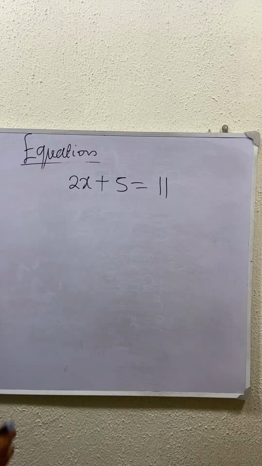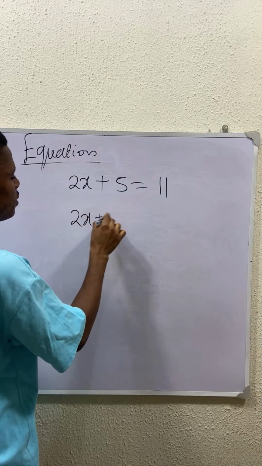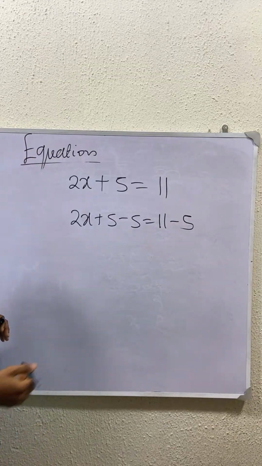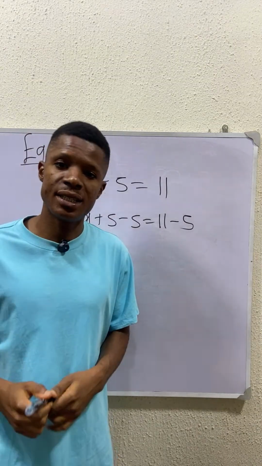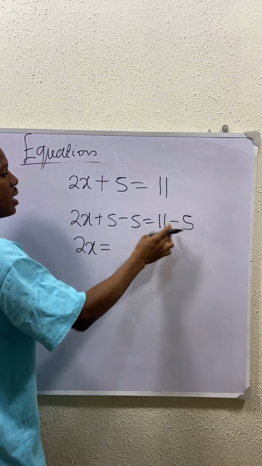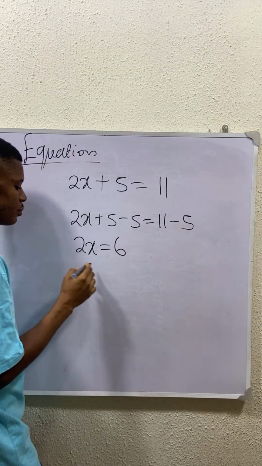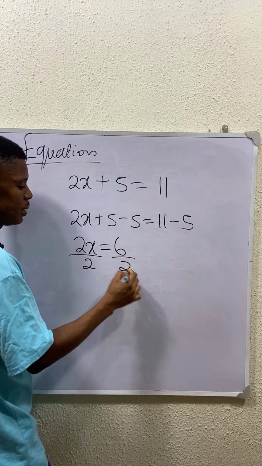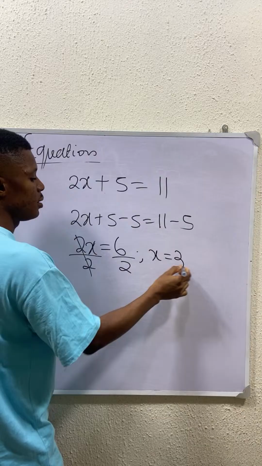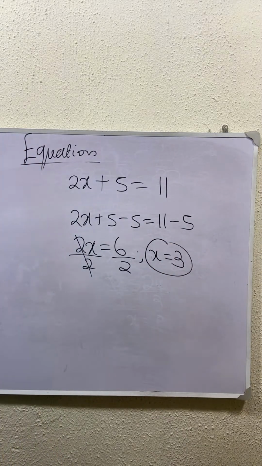So this is basically simple. This is just 2x plus 5, take away 5 is equal to 11, take away 5. Okay? Because 5 minus 5 is 0. So 2x is equal to 11 minus 5, which is 6. Divide through by 2. When you divide by 2, you see that x is equal to 6 by 2, which is 3. So 3 is the only value for x that can satisfy the given equation.